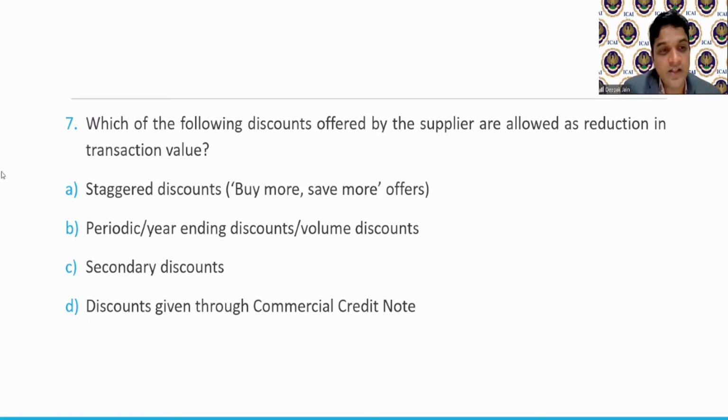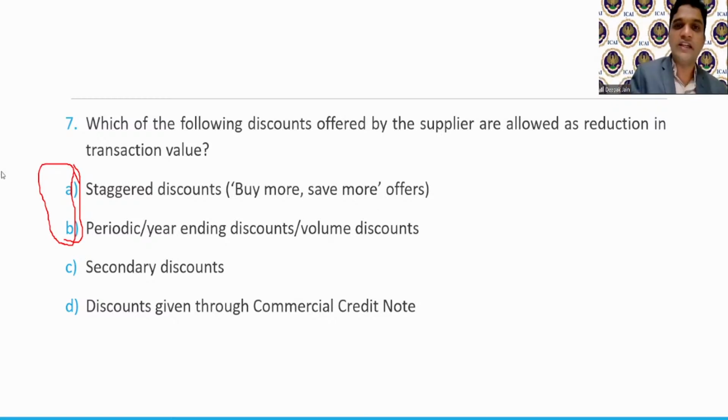Seventh one, it's tricky. Many are saying A, quite a few are saying B also. The correct answer is both A and B. So there are some questions which are a little tricky. The correct answer is both A and B. Even on staggered discount you get a reduction, even on periodic year-end discount you get a reduction. Definitely it's not C and D, because on commercial credit note and secondary discounts there's no reduction.